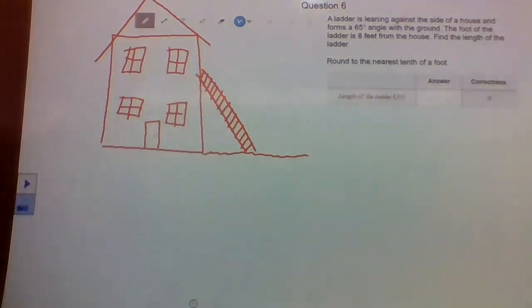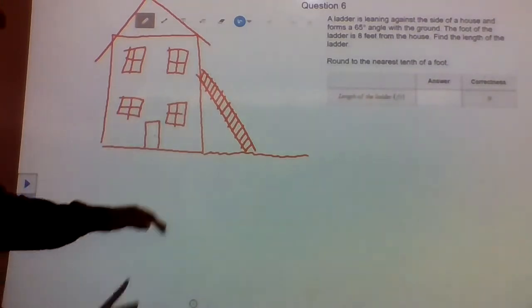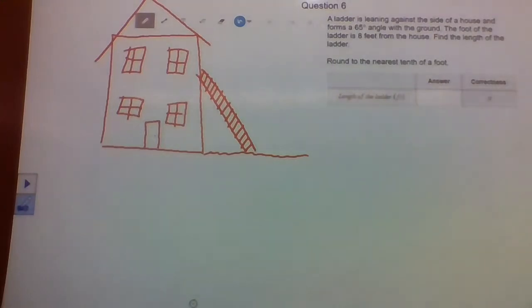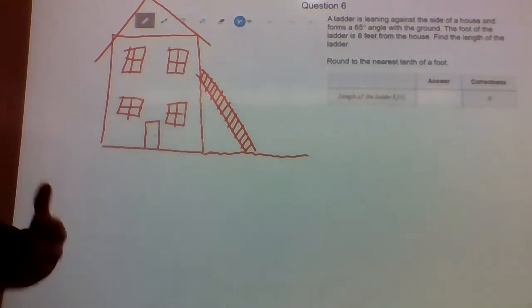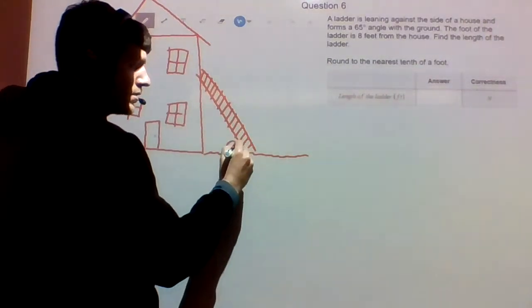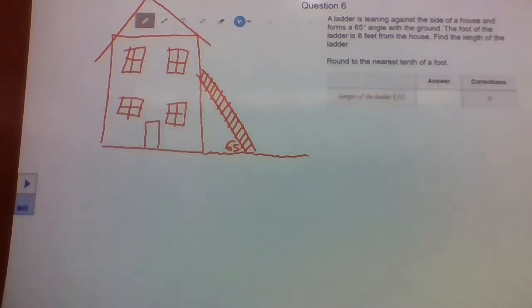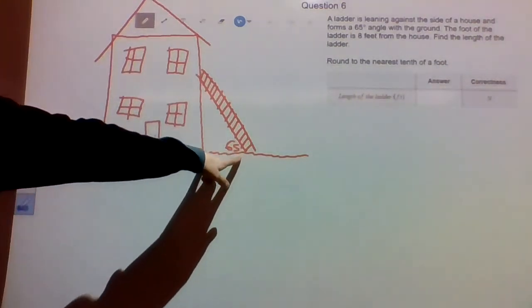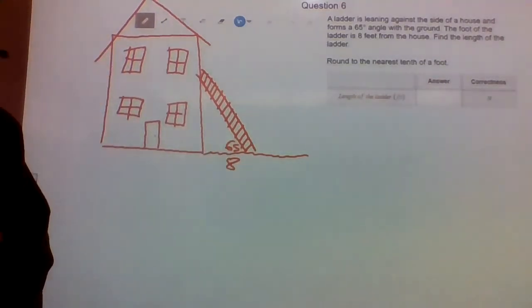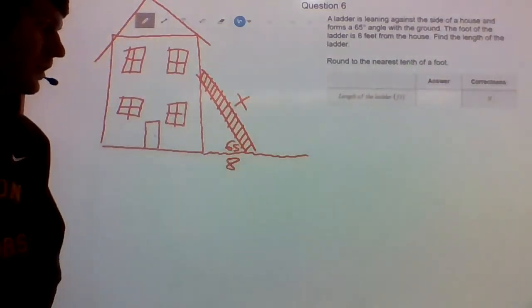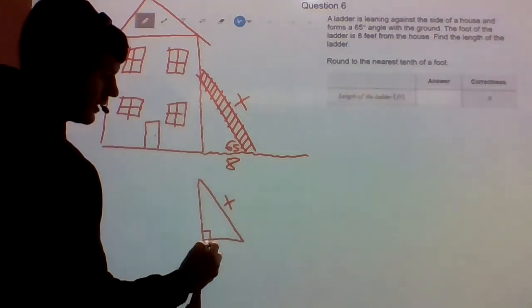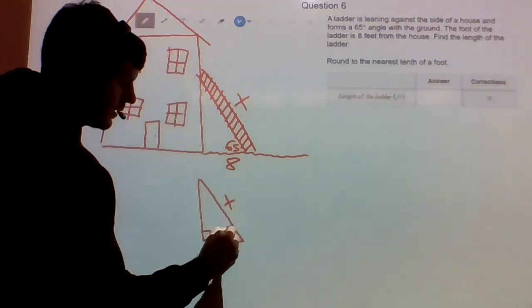Okay, again, it really helps to draw in 2D because it helps you figure everything out here. So a ladder leaning against the side of a house forms a 65-degree angle with the ground. So here's the ladder, here's the ground. The foot of the ladder, so the bottom of the ladder, is 8 feet from the house. That's this distance here. Find the length of the ladder. Put an X there. So again, if you want to redraw the triangle without all the fluff, we have X, we have our right angle, we have 8, and then we have 65.